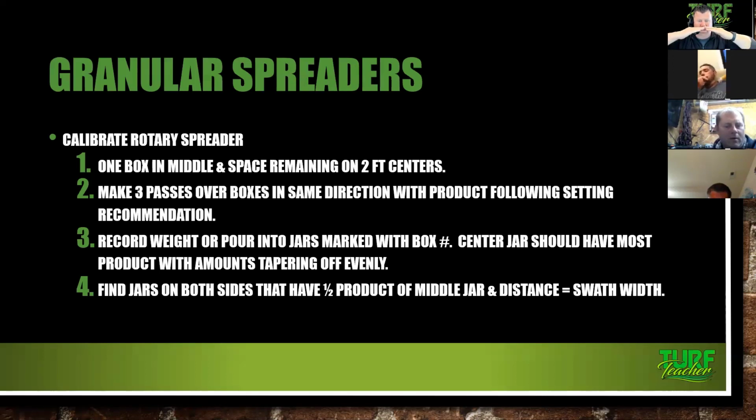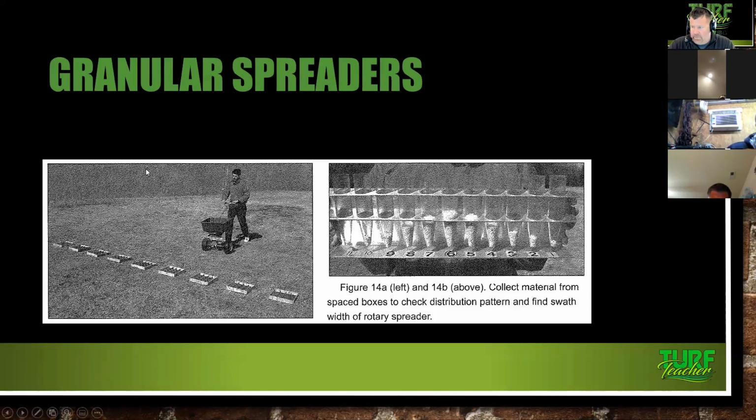So it's gonna go like this. The jar in the middle is going to have the most. You want to find the jars on both sides that have half the product of what's in the middle. And so here you can see the young man driving over these boxes. He's going to do it 3 times. And then he's got the jars here.